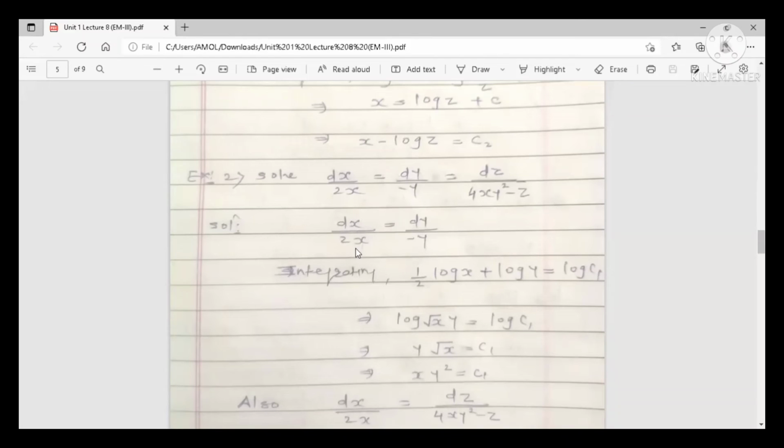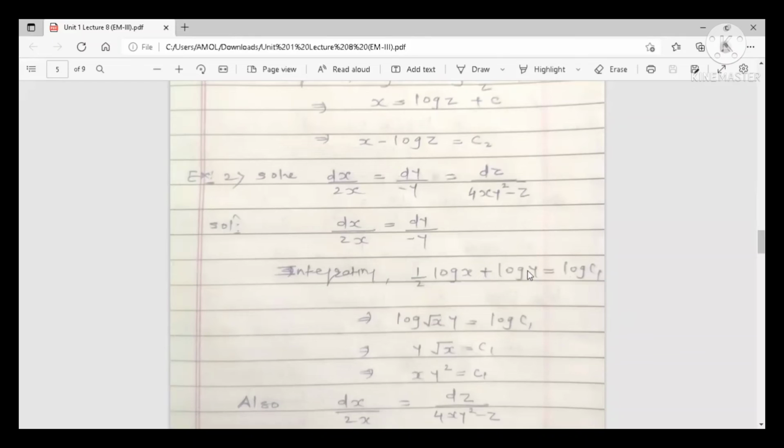Integration of 1 by x is log of x, and integration of 1 by y is log of y. Because of the minus sign, we can shift the term to the LHS, so that plus log of y is equal to log of c1. The constant of integration is log of c1 here, because in the LHS both terms are log functions. So it is 1 by 2 log of x. If we shift this 1 by 2 as a power of x, then we get log of root x plus log of y.